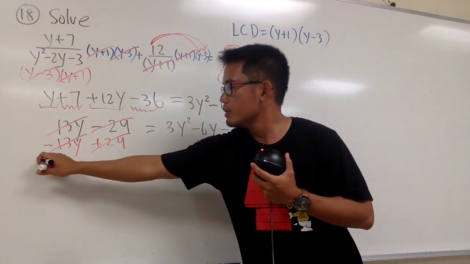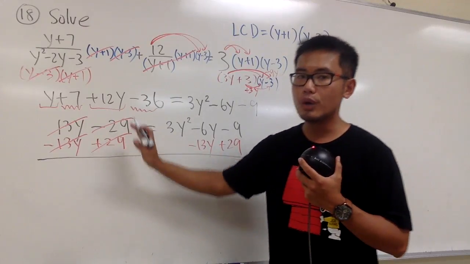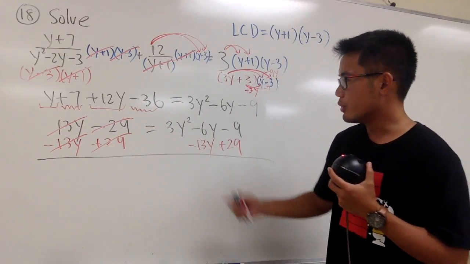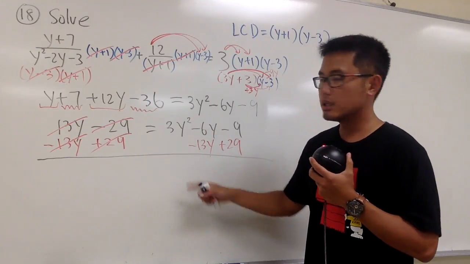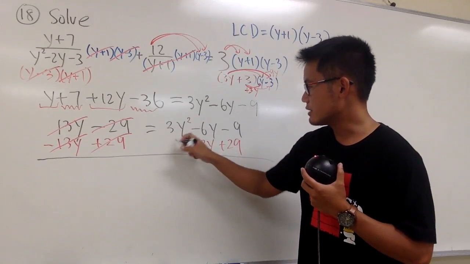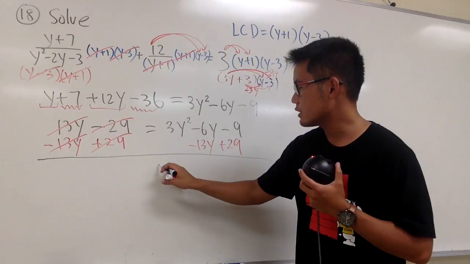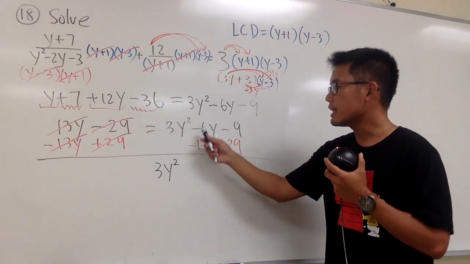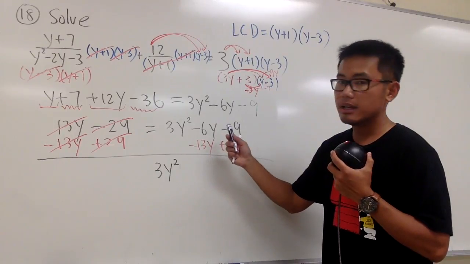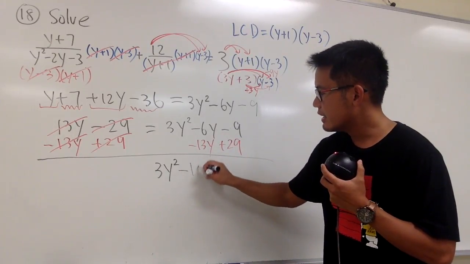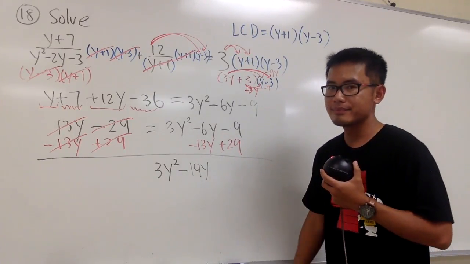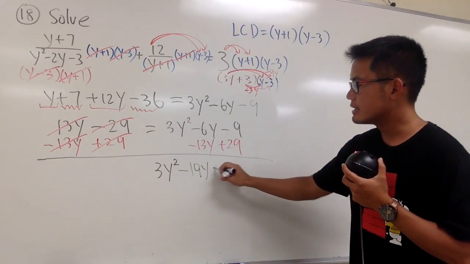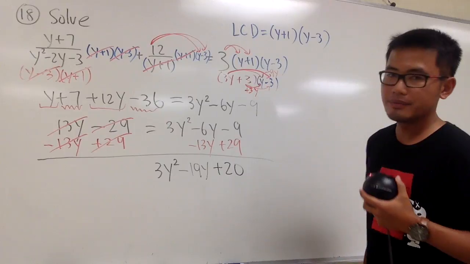And you see, all in all, on the left-hand side, we will have 0, and then we just have to combine terms right here. Let me show you. Let's combine the terms right here first. 3y squared, there's nothing that we did with the 3y squared, so this is still 3y squared. This and that, negative 6y minus 13y is negative 19y. And for the last one, negative 9 plus 29, this is plus 20.